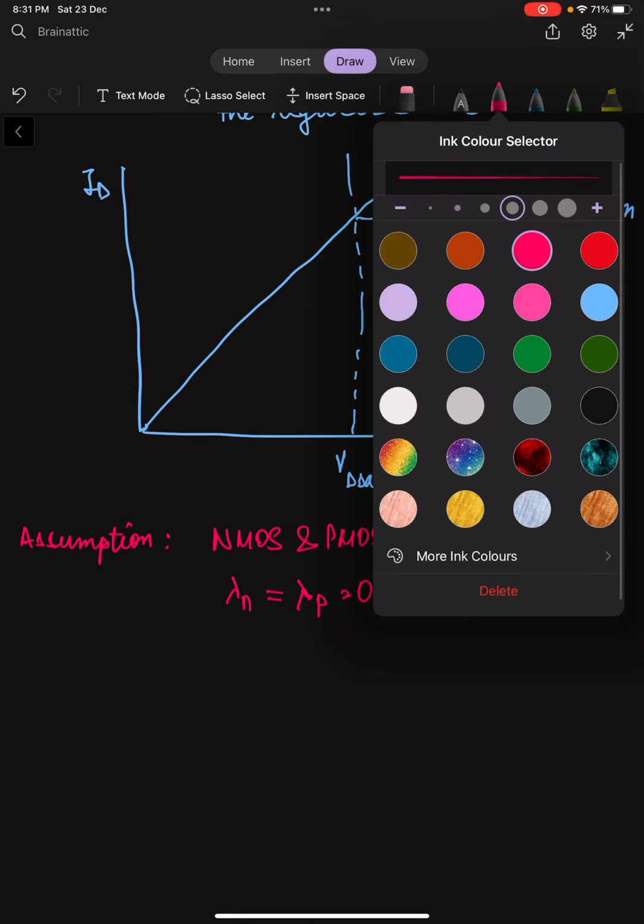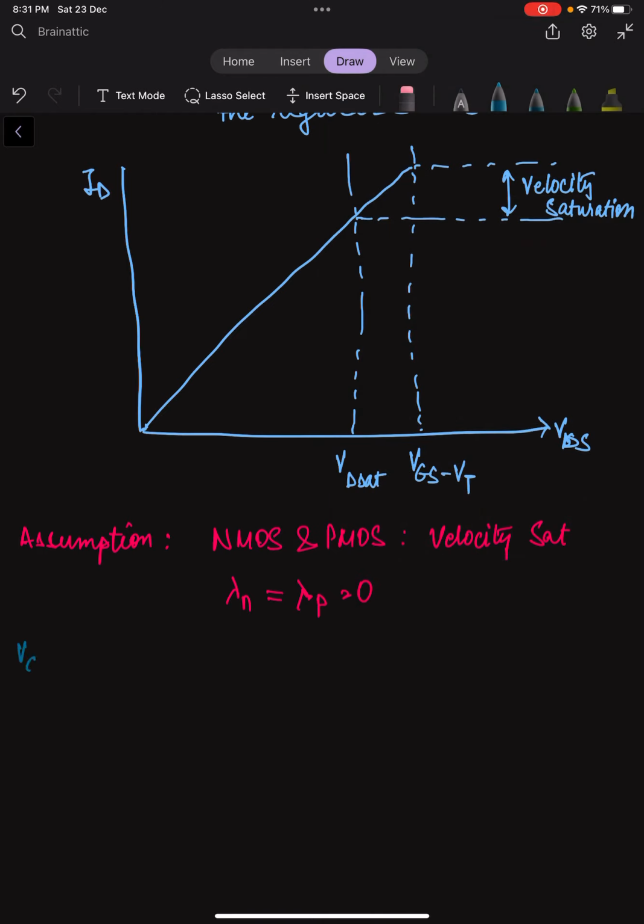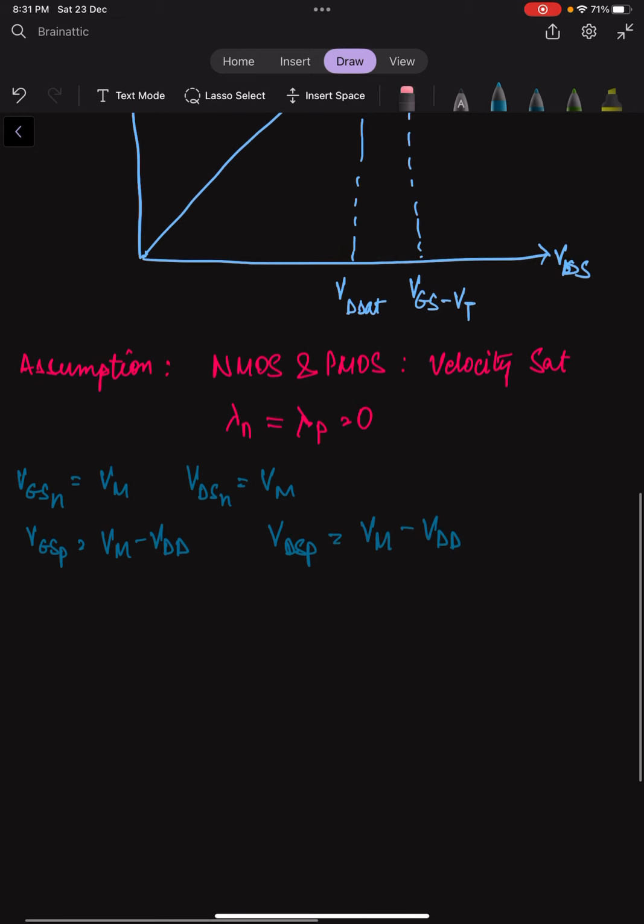Now, our VGS_n will be equal to Vm. Our VDS_n will also be equal to Vm. That is the VGS for NMOS and VDS for NMOS. Our VGS for PMOS will be Vm minus VDD, and VDS for PMOS will be Vm minus VDD. Now we know that the current in both the cases will be equal but in opposite directions. So we can say that IDSN is equal to minus IDSP.